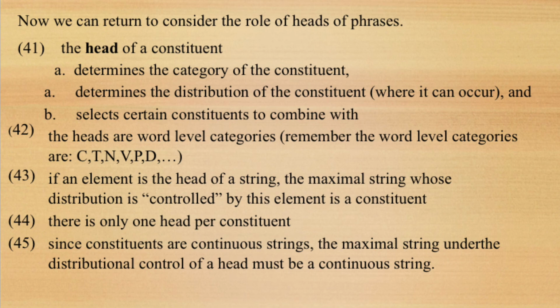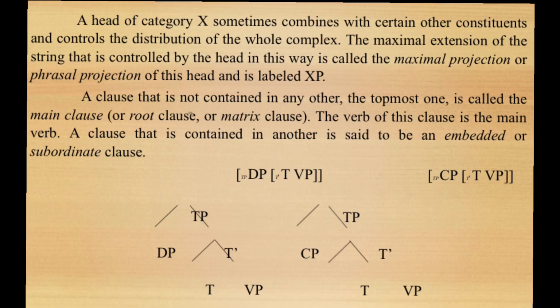A head determines the distribution of the constituent where it can occur, and selects certain constituents to combine with. In CPs, we see now that the head C does not simply combine with sentences, but rather it cares about the tense of the constituent it combines with. And so we call these constituents TPs: the complementizer that selects plus tense TPs, and the complementizer for selects negative tense TPs. None of these properties are necessary. These are empirical claims about how human languages work.